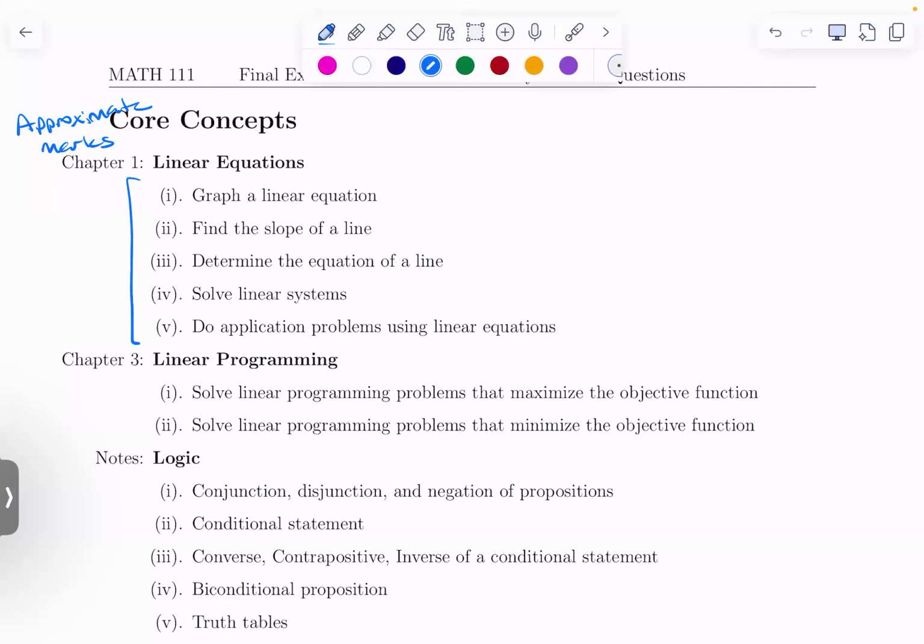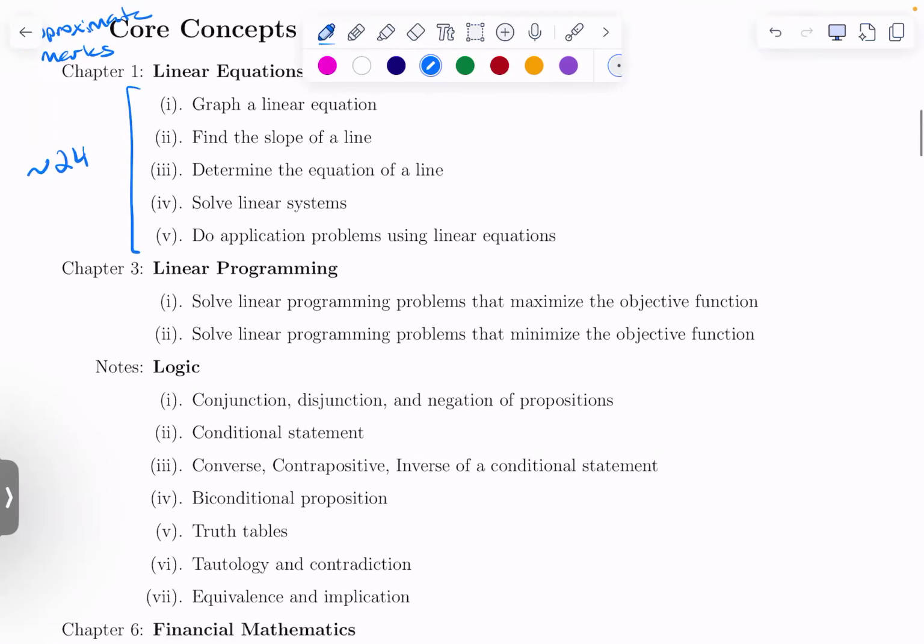Now there's a lot of ground-laying material here, and so there's roughly 24 marks from chapter 1. I might pare that down a little bit because I feel like that's quite hefty. But on the plus side, you've had a lot of practice with it, so it's kind of nice to have it be weighted so high. But for comparison, for the linear programming, where you have to maximize or minimize a function.